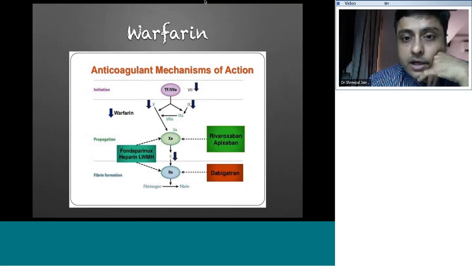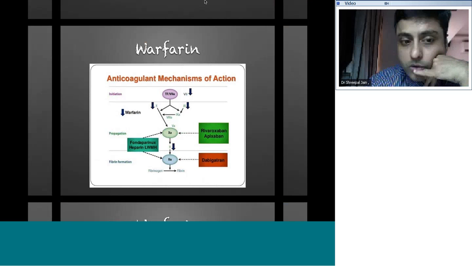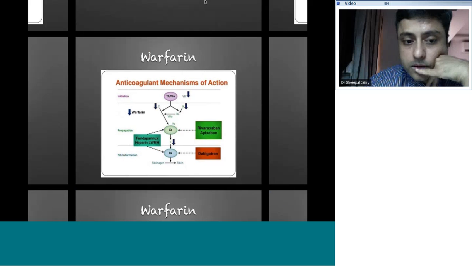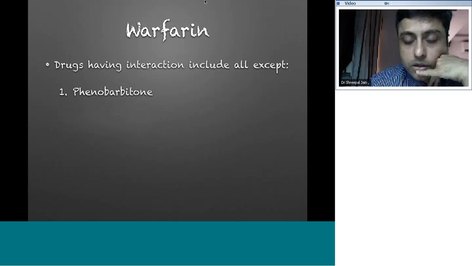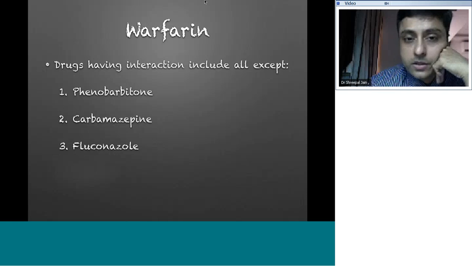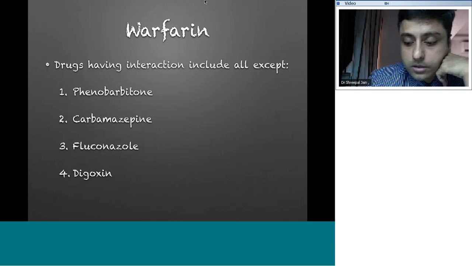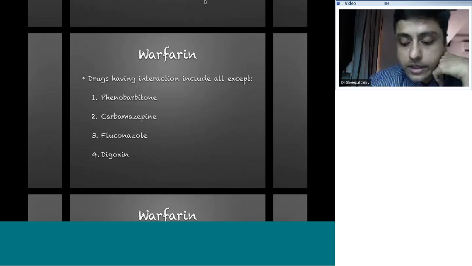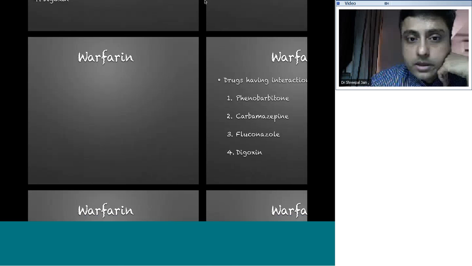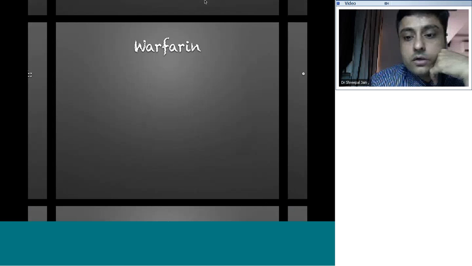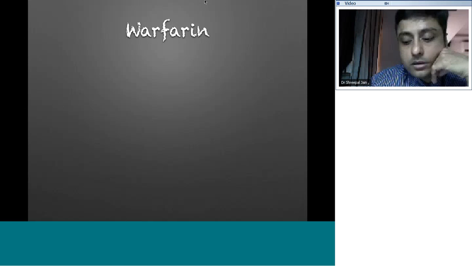So which are the drugs having interaction with warfarin? Phenobarbital, carbamazepine, fluconazole, and digoxin. So which of these doesn't have an interaction with warfarin? Number 4, yes, that's right. So all the other drugs, they have action on the metabolism of warfarin, leading to either increase in the levels of warfarin or in the decrease in the levels of warfarin. And which are the foods you need to avoid while being on warfarin therapy?